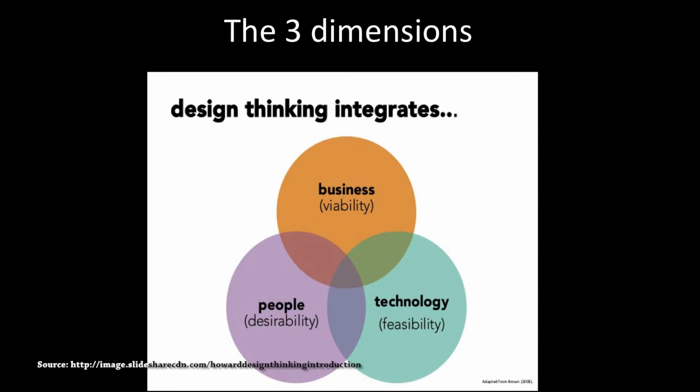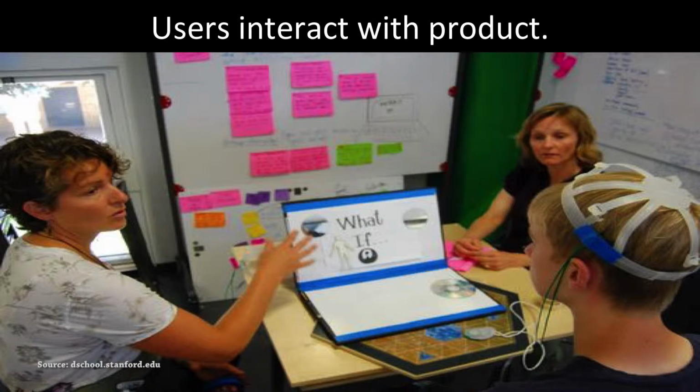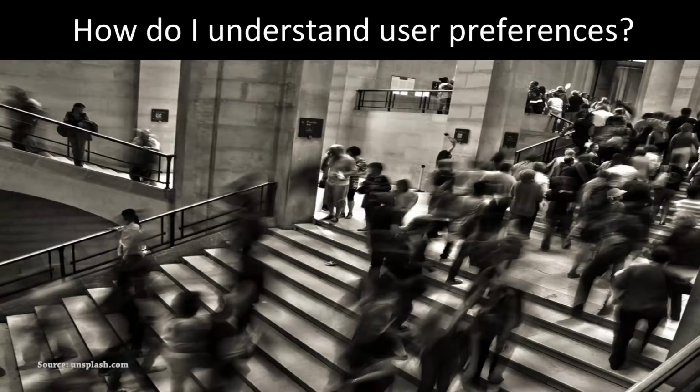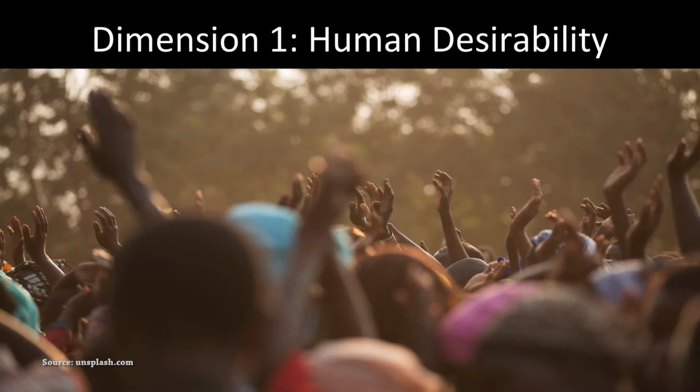The 3 dimensions. In the previous video, we learned that prototypes help you understand how users would interact with your product. There are 3 critical dimensions that determine the success of a product. Building prototypes that test these 3 dimensions of your idea will help you get a complete picture of your users' preferences. What are the 3 dimensions?